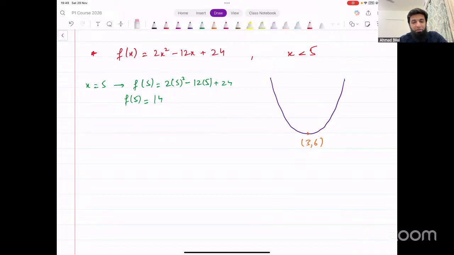So how do you think about this then? Let's mark this point on the graph first of all. It's a U-shaped graph. We know the turning point is at 3, 6, right? Let's mark this point on the diagram, 5 and 14. Where is this point going to be?